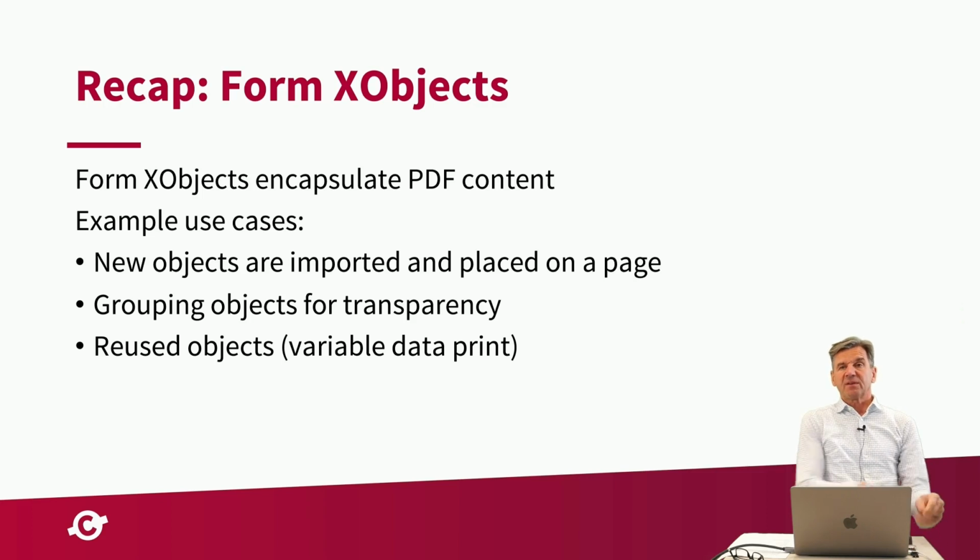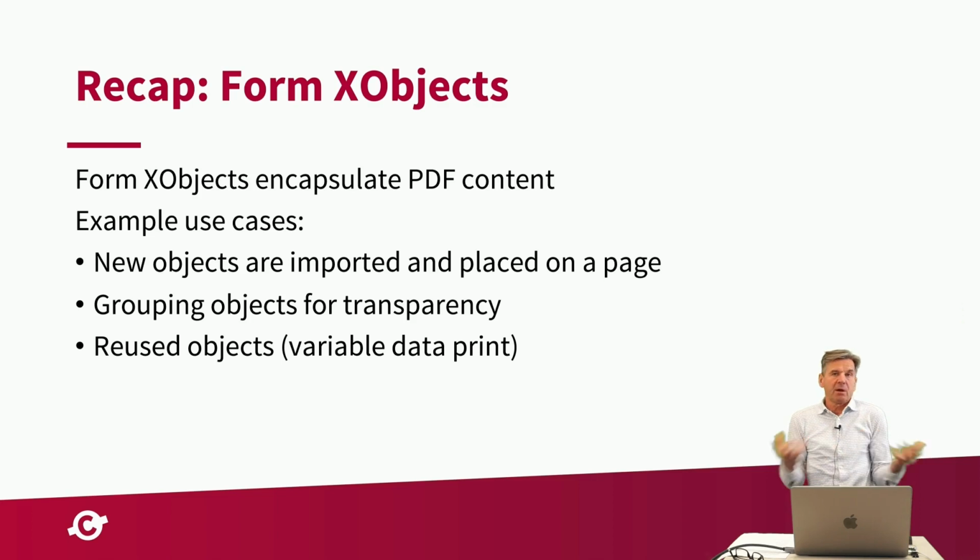A form XObject is something that encapsulates PDF content. It is somewhat like a page, but it's not a page, it's an encapsulation of a page if you want. And then you could use that object. You could use this feature of a form XObject, for instance, if you place something onto a page that is PDF. So you have some page and place it onto another page. For instance, when you're imposing stuff, then you would usually use a form XObject. So you would encapsulate the page that is being imposed into a form XObject and then place that form XObject on the sheet.